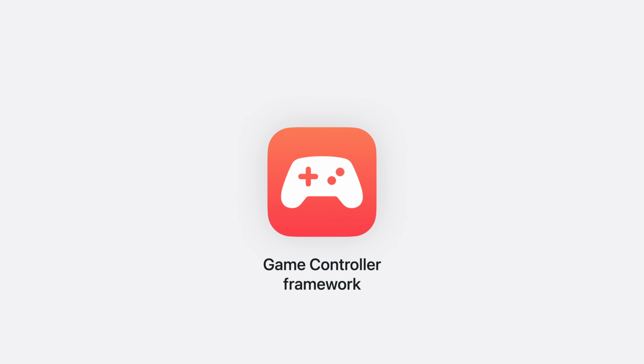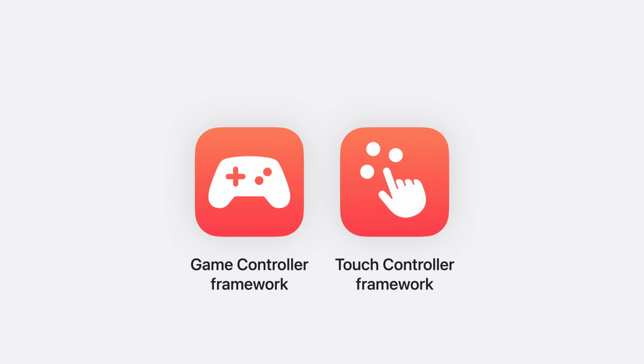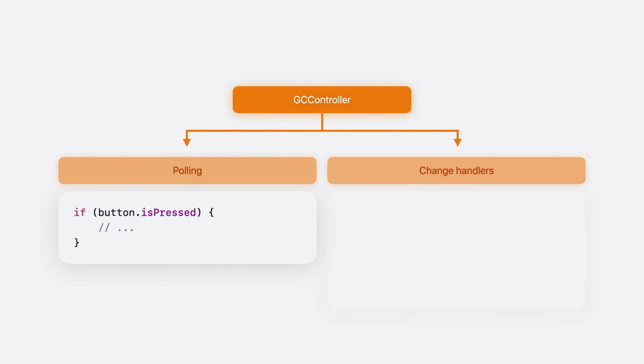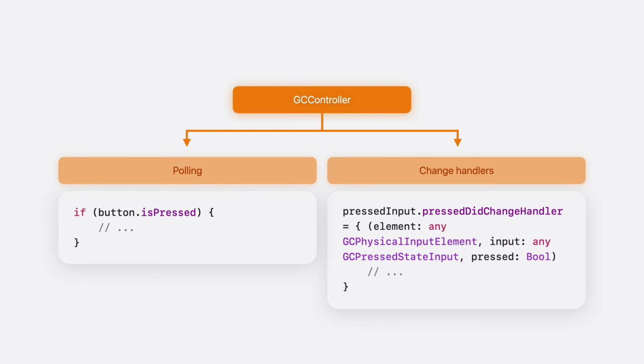If your game already has support for game controllers or has keyboard and mouse support, chances are you are familiar with the game controller framework. Building on top of that, the touch controller framework extends that support to touch input. The core of the game controller framework is straightforward. It reacts to notifications when GCController objects connect or disconnect, and then either polls active devices for their input state or sets up value change handlers to be notified when input state changes.